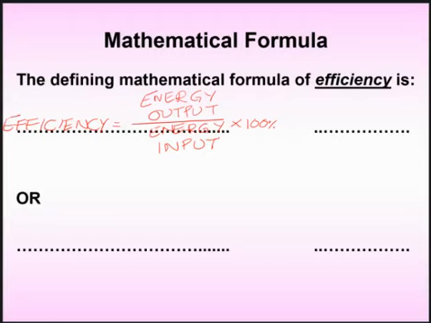100 what? Percent. You never say just 100. You have to say what? 100%. Okay. So efficiency equals, what's the symbol for energy? Capital E. And what subscript should we use? I like to use OUT because O could look like a what? As zero. Not a big fan of E0.